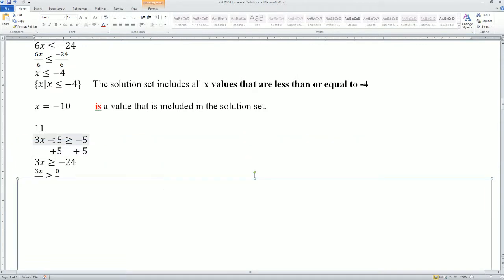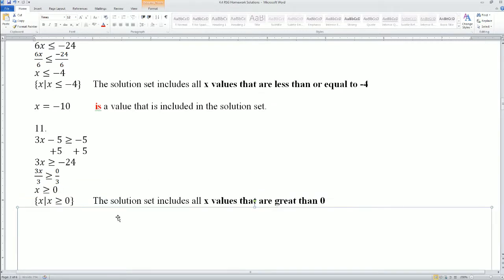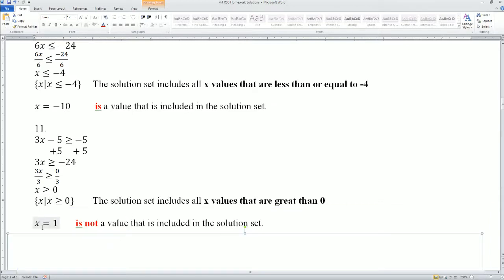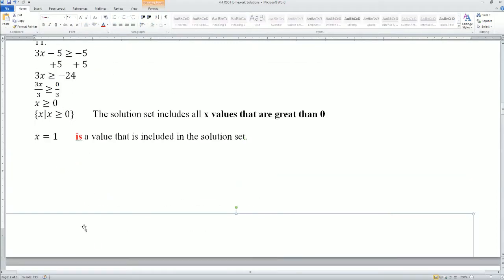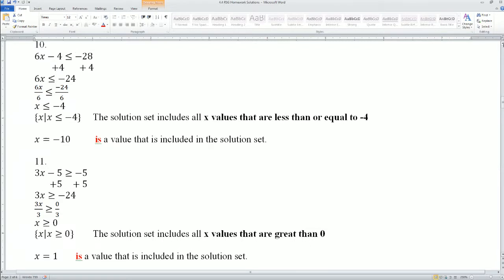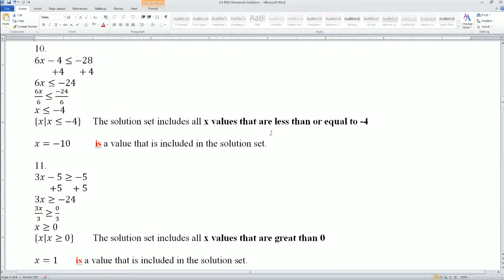11. 3x minus 5 is greater than negative 5. Add 5 to both sides, then divide by 3. x is greater than 0. So the solution set includes all x values that are greater than 0. x equal to 1 is a valid solution because it is included in the solution set. So when x is equal to 1, that is greater than 0. So that is a valid solution. Okay, there you go. If you want to check 10 and 11, it's right here. So it's a valid solution, and that's also a valid solution. Okay? Alright.